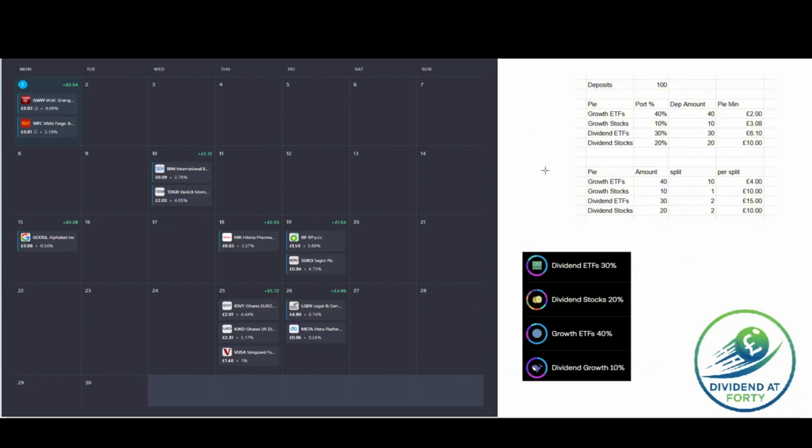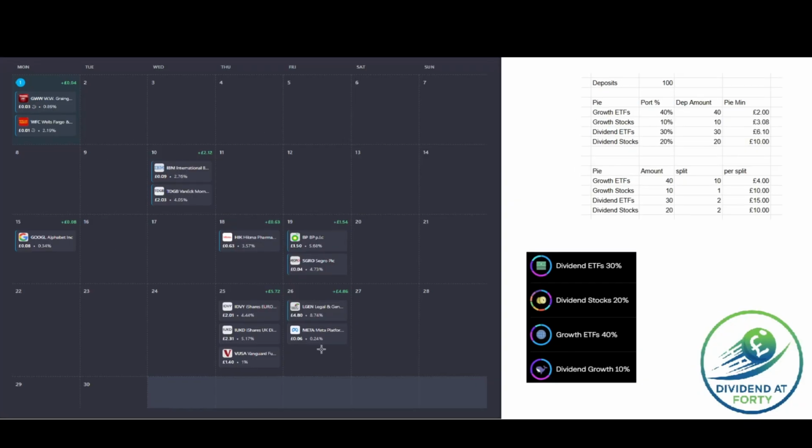Now the reason I'm doing this is that I want to try and get a bit of dollar cost average. However, some of these pies, like the dividend stocks, for example, because of how the pie is set up, I have a minimum of £10. Now, because it's only 20% of my portfolio and I only have a £100 deposit, that means I can only effectively make 2 deposits. So all I'm going to do here is try and work out a bit of a timetable for the month that will work for me, really.